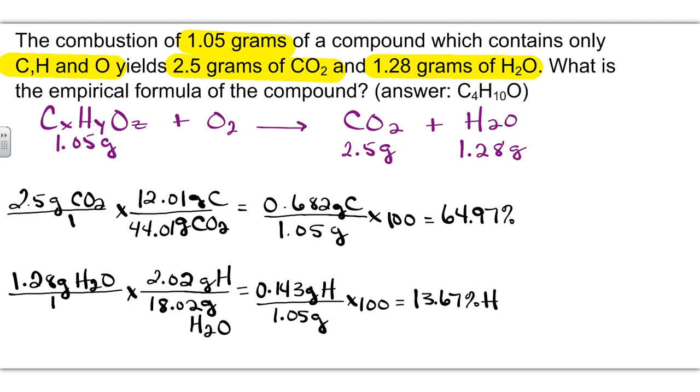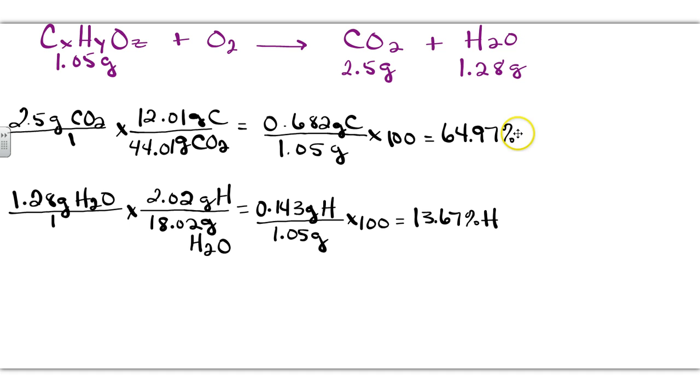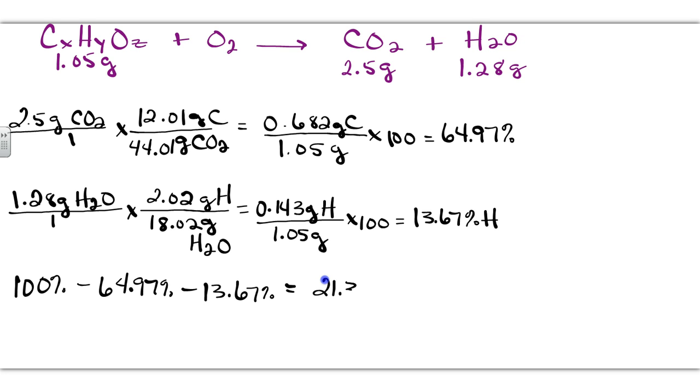Now we want to determine how much oxygen there is, and we know that 100% of the compound is the carbons, the hydrogens, and the oxygens. So we can take 100% minus the 64.97% of carbon minus the 13.67% of hydrogen, and when we subtract those, we get 21.36%, which is oxygen.